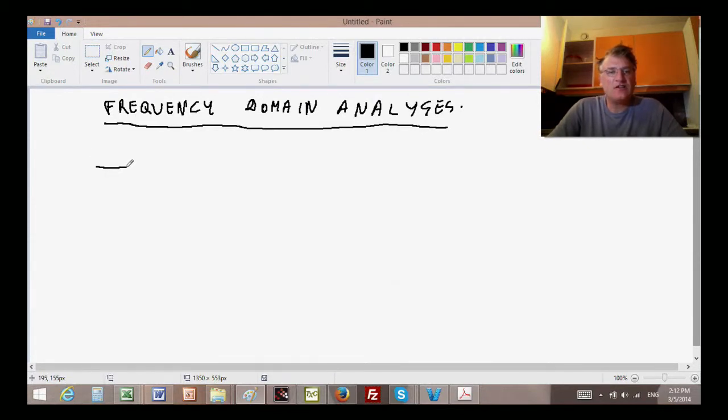So we are, in general, interested in the following element. We have an input, we have a transfer function, and we have an output. U is the input, Y is the output, and we have Y hat over U hat is equal to H of S.